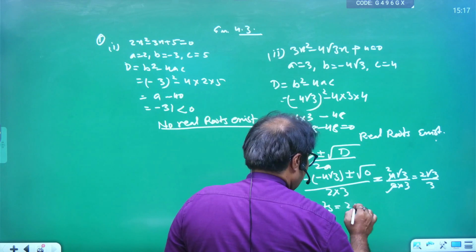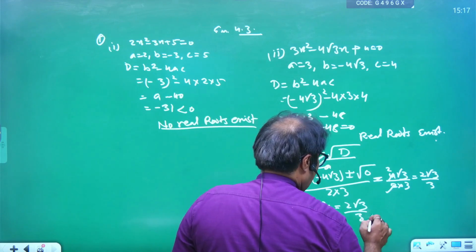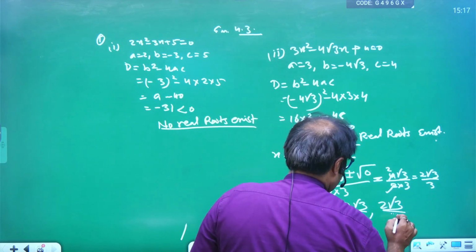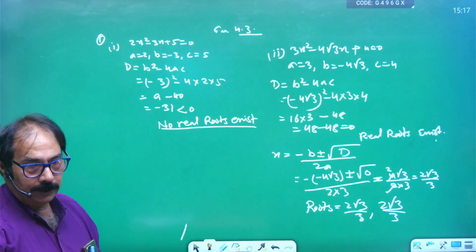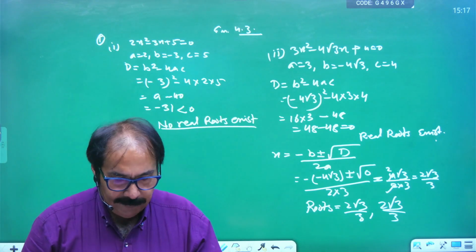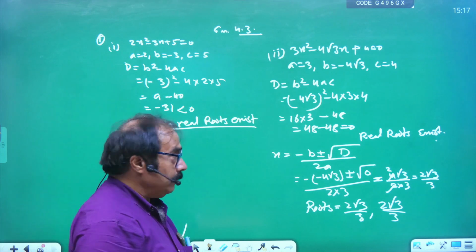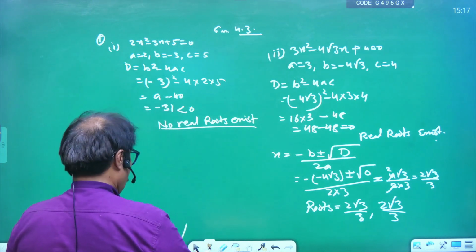So both the roots will be equal, 2 root 3 by 3 and 2 root 3 by 3. This is the final answer of this question. And the third part I am leaving for you. Now we will move to question number 2.